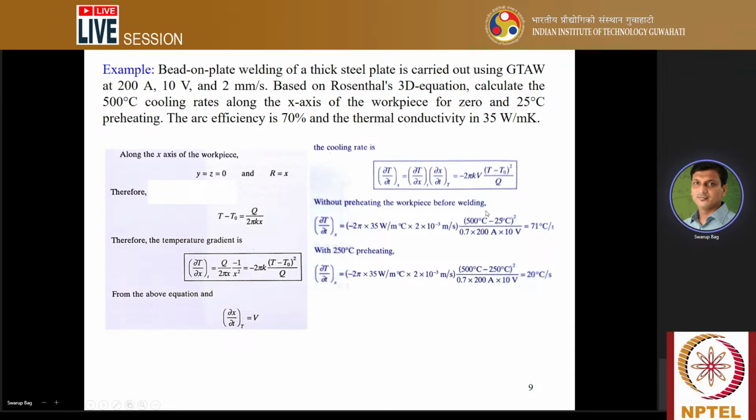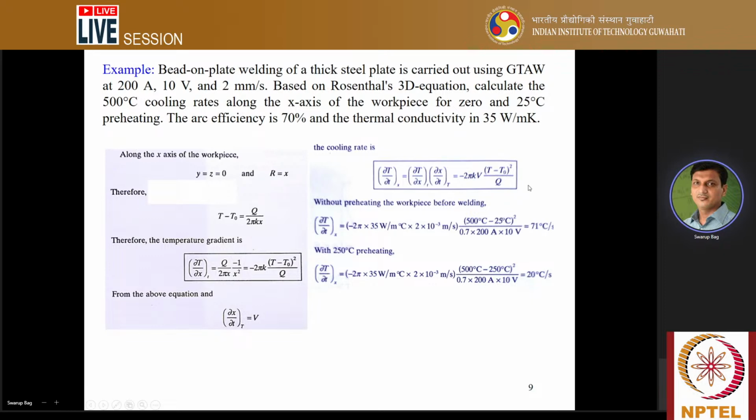And T minus T0. Here it's mentioned to calculate the cooling rate at 500 degree. That means at 500 degree, what can be the cooling rate. So the T variable is given: T is 500 degree centigrade minus T0. The 0 preheating means that we are not preheating the sample, rather we keep it at the ambient temperature. In that case, T0 may not be exactly 0. T0 should be the ambient temperature, so you can assume it is 25 degree centigrade. That's why we have written 25 degree centigrade.